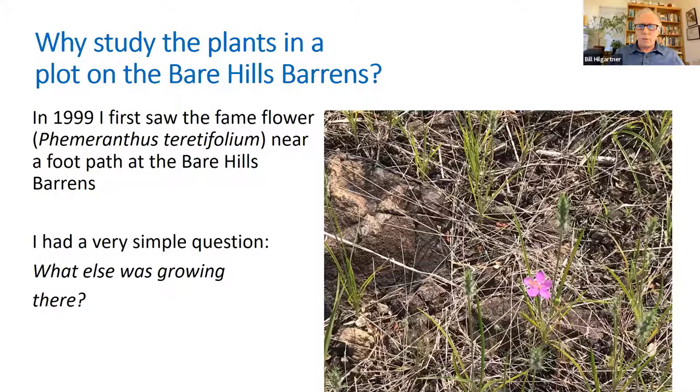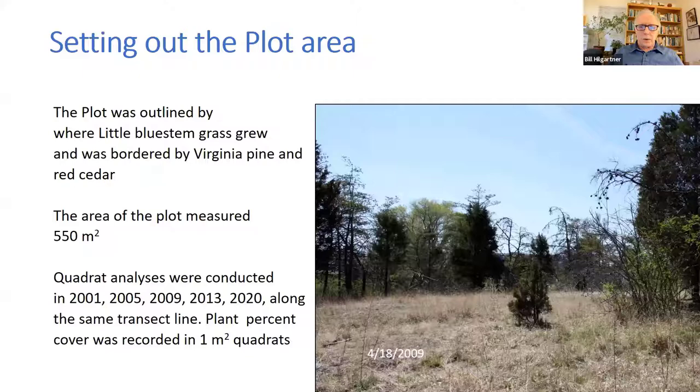Well, in 1999, I first saw the fame flower you see here, Phemeranthus teretifolium, near a footpath on the Bare Hills Barrens, where I'd often walk. And I thought, wow, this is a great little plant. And I found out that it was rare. After a while, I had a very simple question to ask: what else was growing at this site? So I began to figure, well, why don't I just set out a plot to be able to study what's going on in that plot.